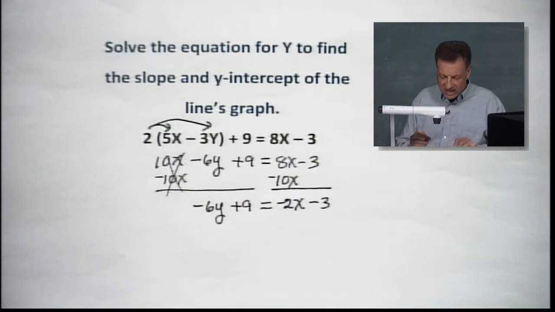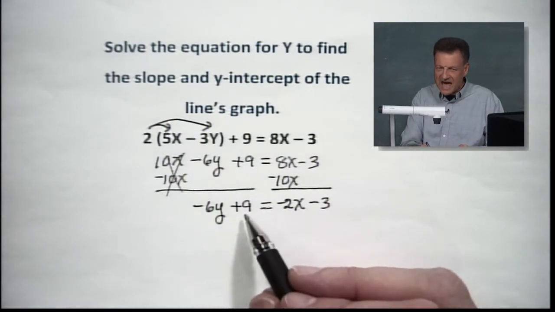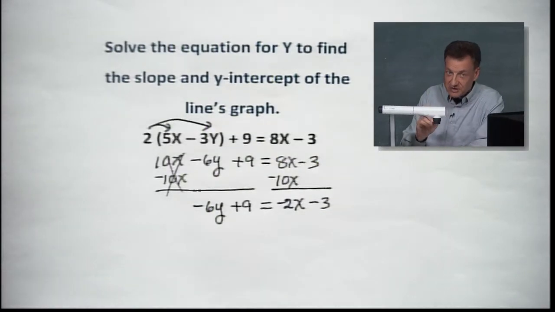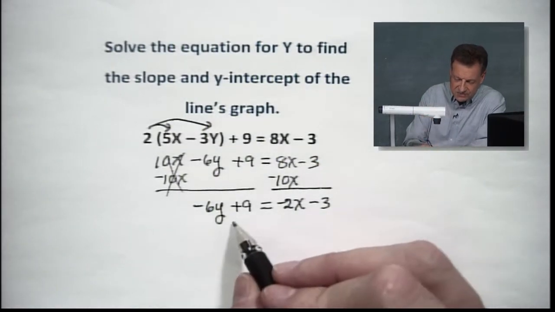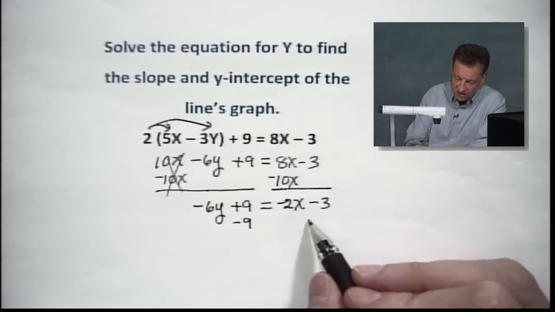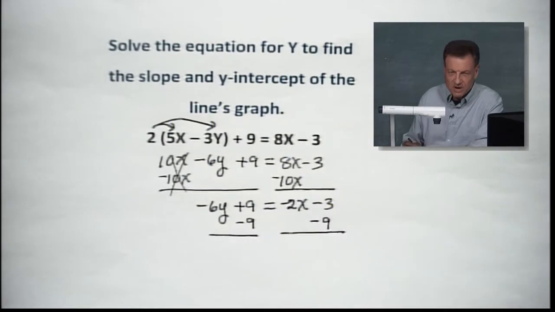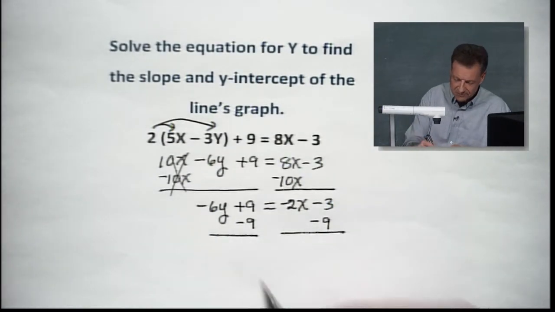Now, remember what we said. We want to get y by itself. We've still got a 9. We've still got a negative 6. Oh, that y did change, didn't it? That's because we distributed. Don't forget, you got to do that. Now, let's subtract that 9. Kick it over here. How about it? Minus 9, minus 9. Both sides. More subtraction property of equality. We've got a lot of subtraction going on here today.